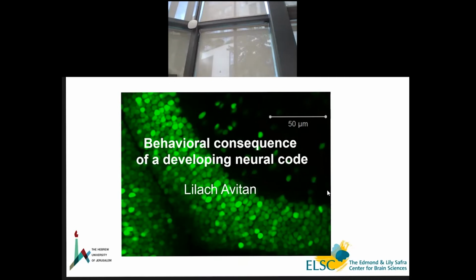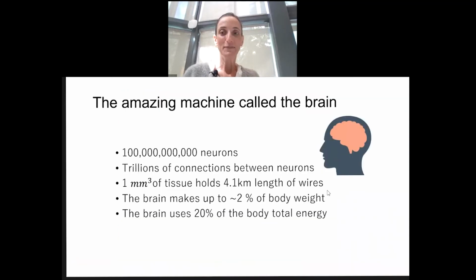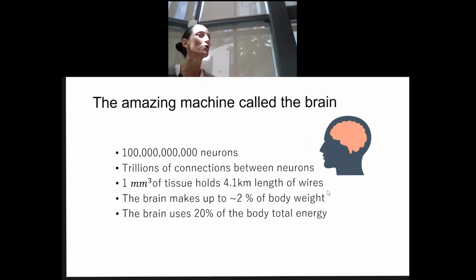Okay. So I'm going to switch gears a little bit from the previous talks, and we'll talk about one of the greatest problems of the 21st century, I think. And I'll start by calling it the amazing machine called the brain. So I'll start with just putting a few numbers here so we can understand the dimensionality and the complexity of the problem.